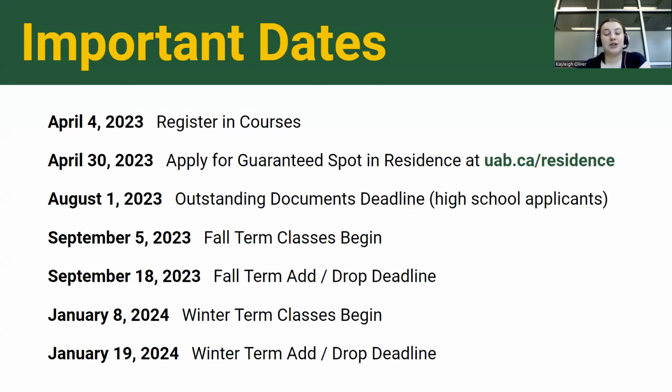If you would like to live in residence in first year, which we highly recommend specifically for international students, please apply for a spot in residence prior to April 30th, because by doing so before this date, we will be able to guarantee that you will have a dorm room on campus when you get here in August or September. If you have any outstanding documents like your English language proficiency or your final high school transcripts, these need to be submitted by August 1st, and on September 5th is when your fall term classes will begin.